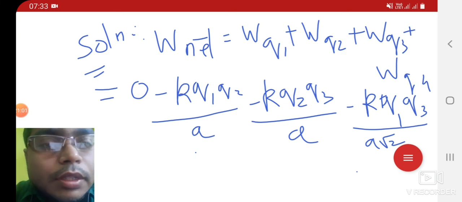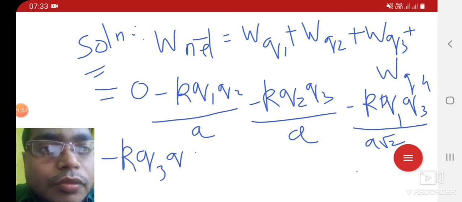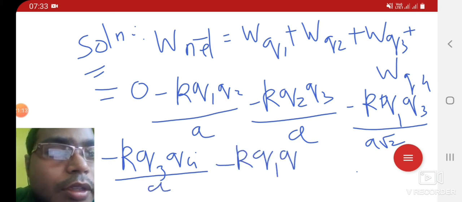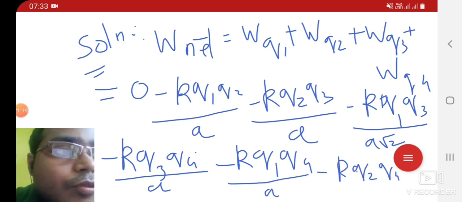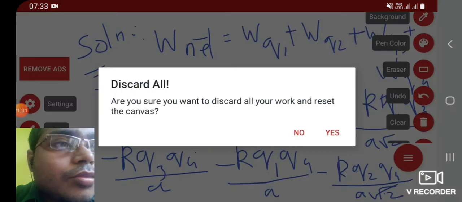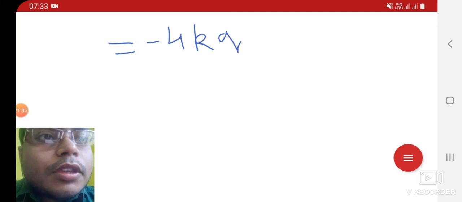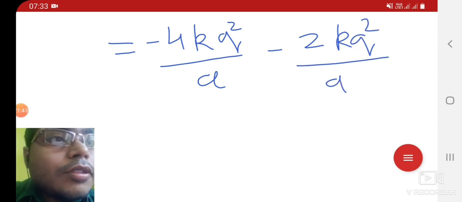Again, when we bring the charge Q at the position 4, then there were already charges 1, 2 and 3. That means the work done will be like this: K Q3 Q4 divided by A minus K Q1 Q4 divided by A and minus K Q2 Q4 divided by A root 2, right? So here root 2 will be coming because this time Q2 is the diagonal charge. So how much will we be getting now? If we do the further calculation, there will be minus 4 kq square divided by A minus 2 kq square divided by A root 2.